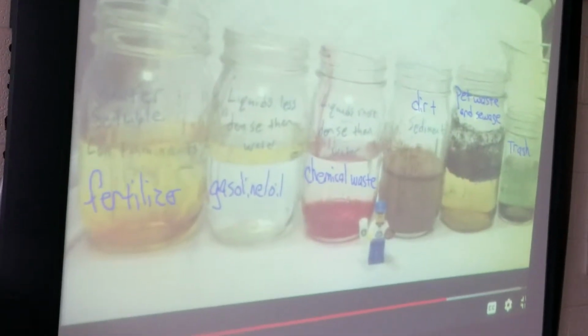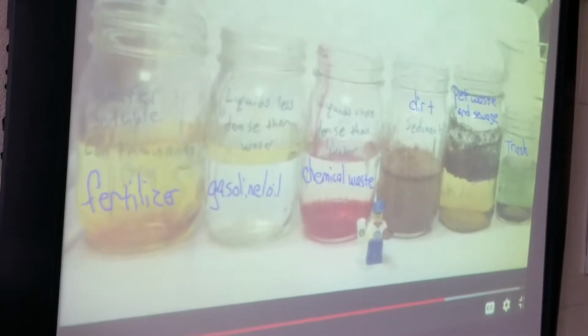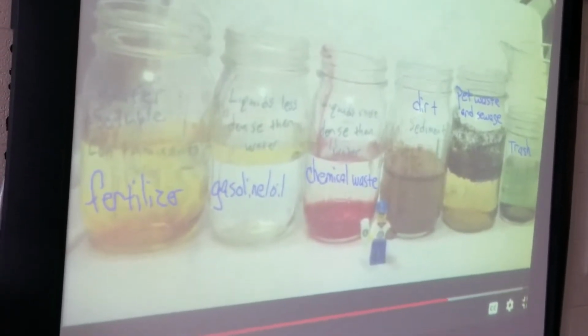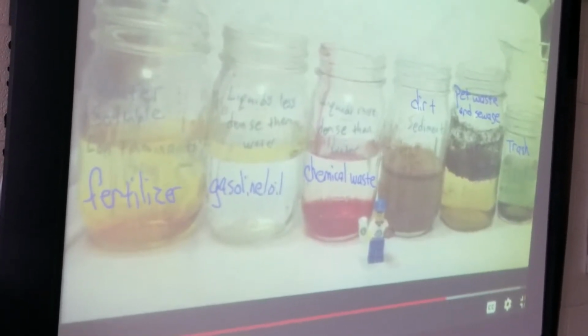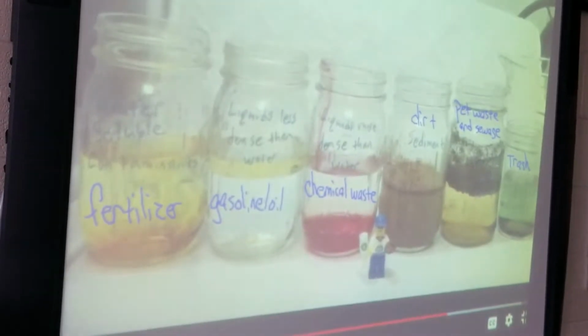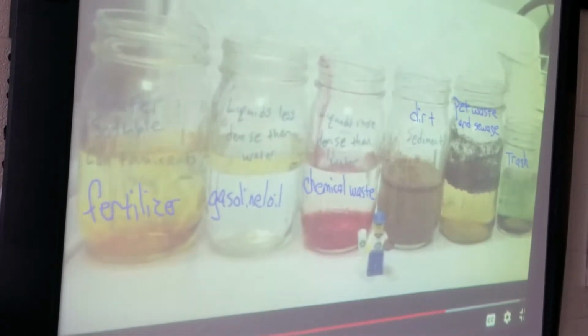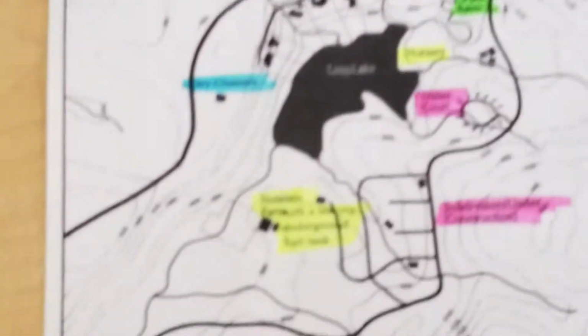Fertilizer, remember it was yellow because fertilizer fresh on grass turns your sneakers yellow. So it is water soluble. It just completely mixes. There's no density there. It's as dense as water. It's just mixing straight in. So that's what's going on with those.